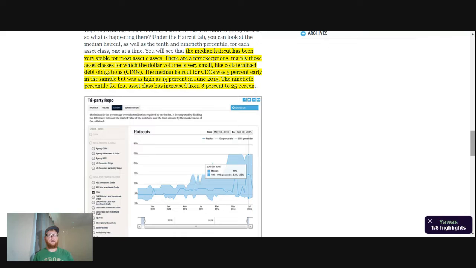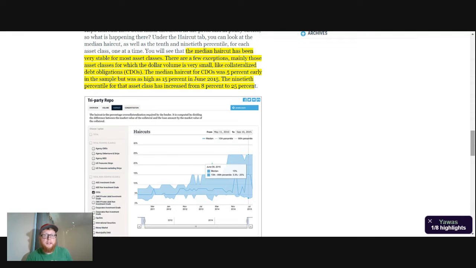Because typically these are overnight, if I remember correctly. The vast majority of them are overnight, but there are other ones as well where the maturity can change, right? That sort of thing. And so that's kind of what a haircut is.